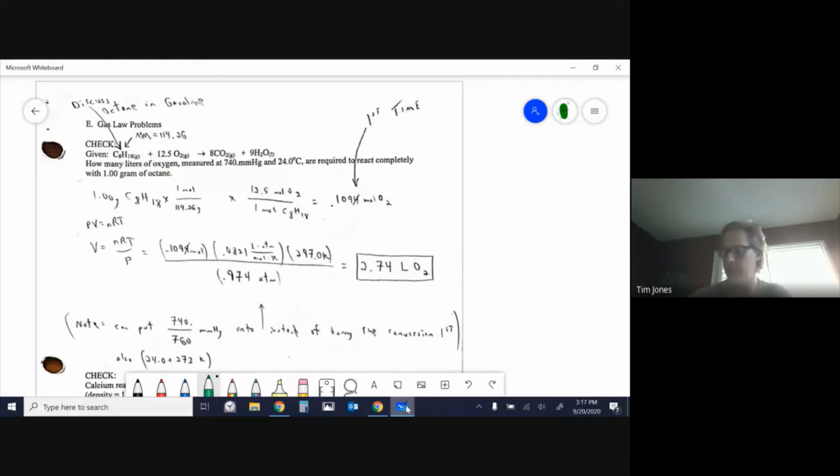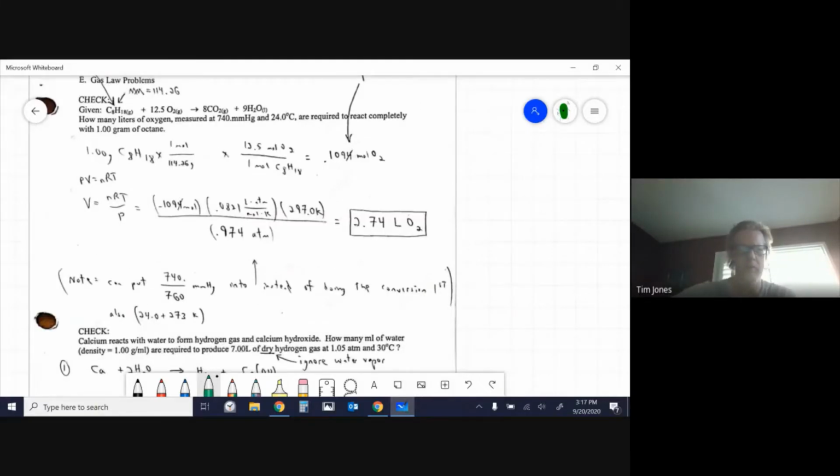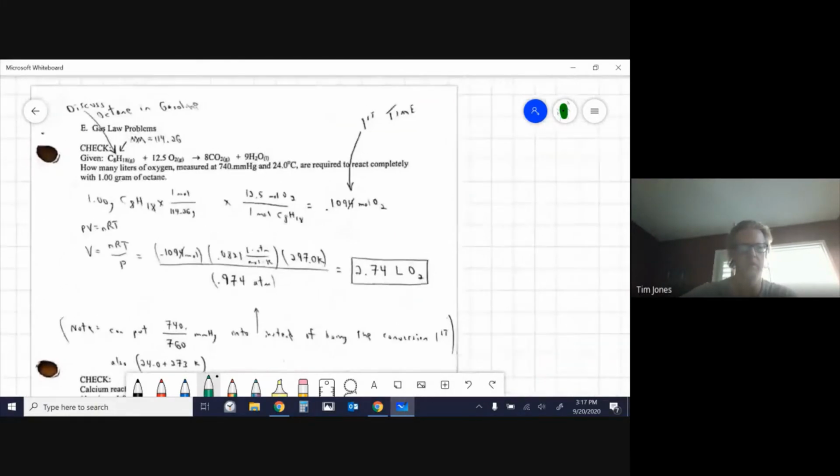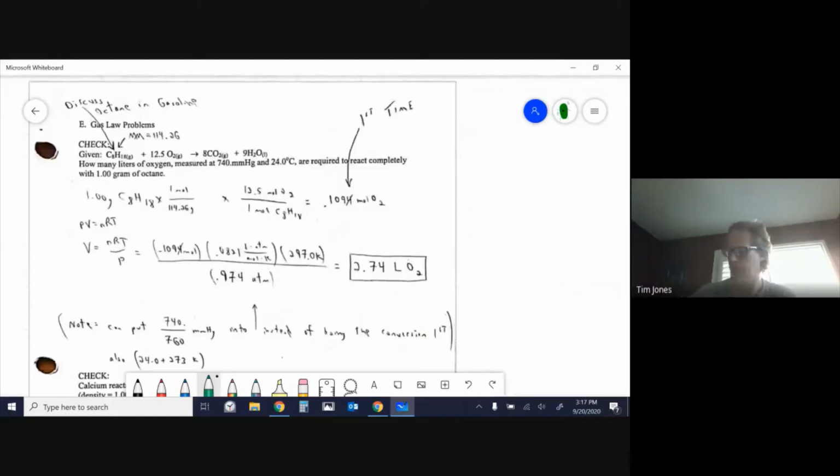All right, this will be AP Chemistry Notes, pages, I believe, 21 and 22. We start off with a combo problem. So we have a combustion reaction here.